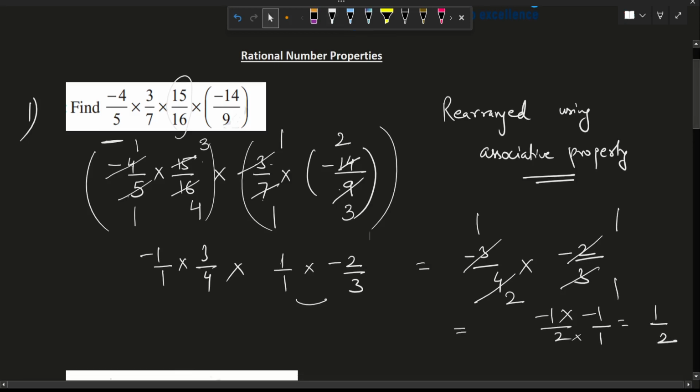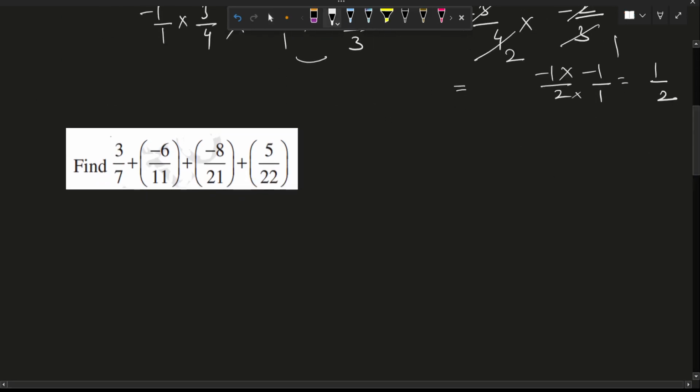Now let's move to the next question. The next question is addition. The previous question was multiplication. Now let's see how the associative property works with this addition problem. Here we see the denominators. One is 7. Is any other multiple of 7 there? Yes, we have 21. That's a multiple of 7. So what I'll do is make pairs with the numbers which are factors or multiples of one another.